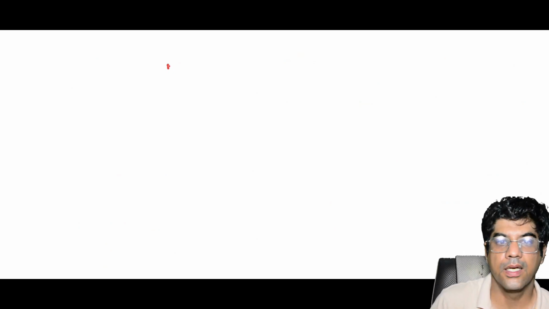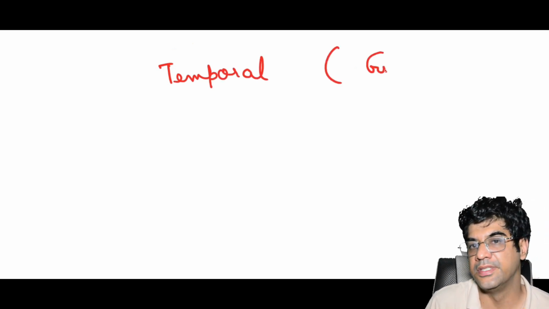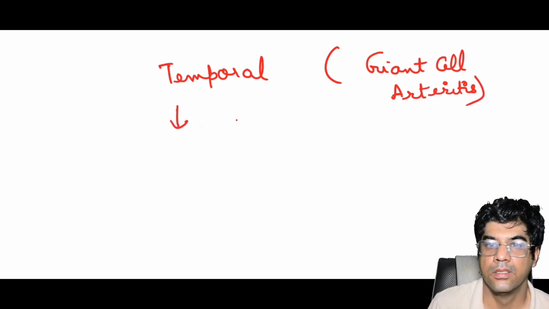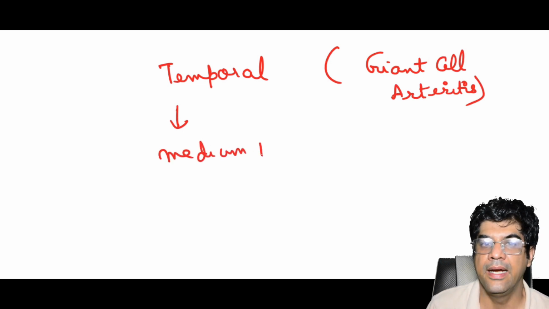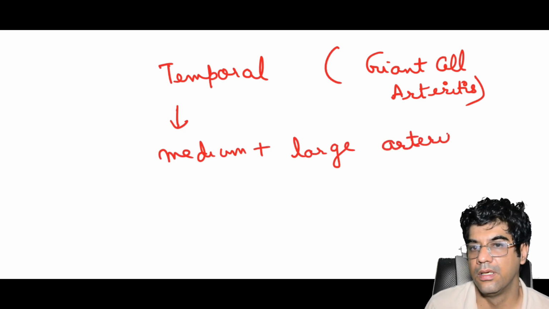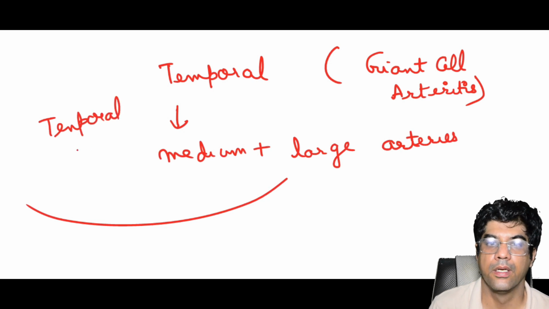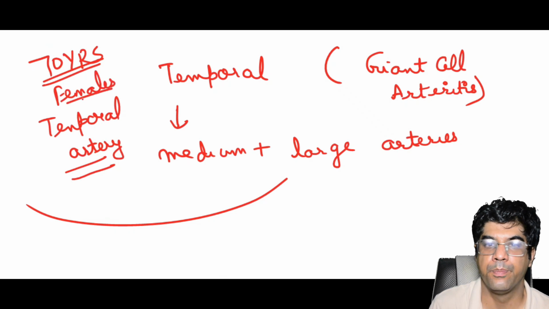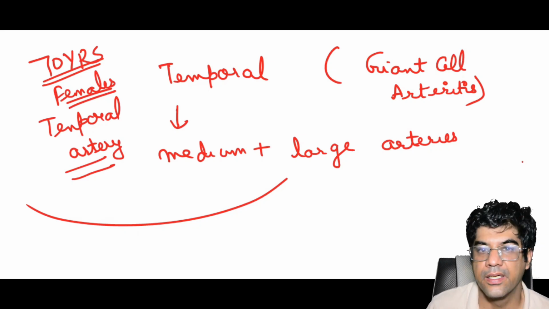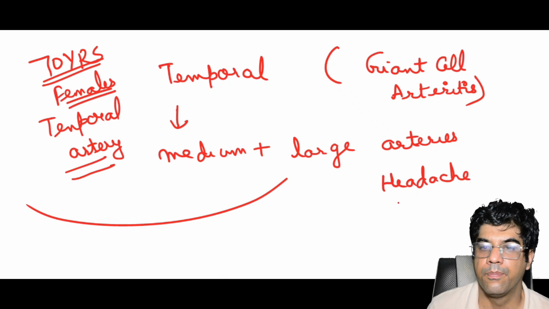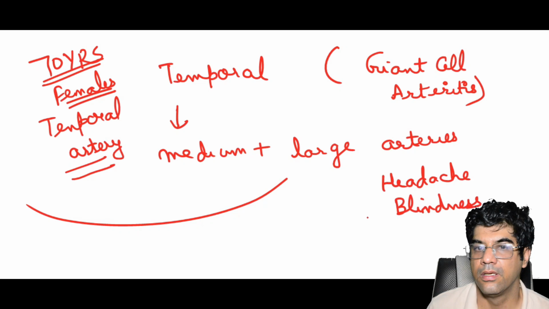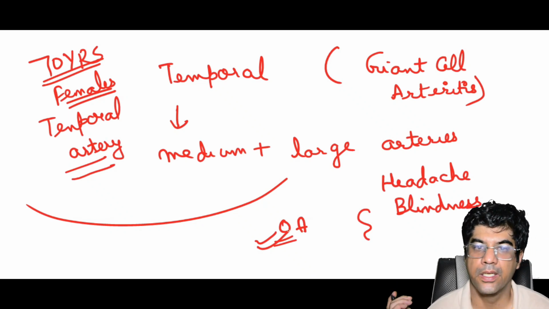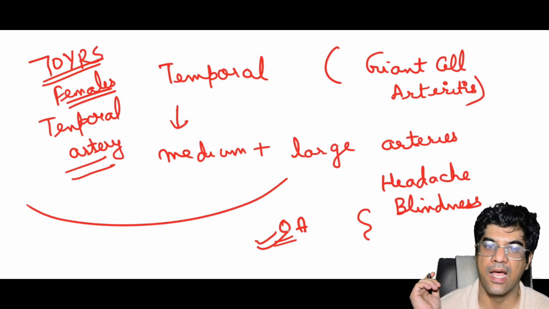The other condition is temporal arteritis, also known as giant cell arteritis. It involves inflammation of medium and large arteries, particularly the temporal artery, and it is seen in patients over 70 years of age, with slight female predominance. The patient would complain of headache and potential blindness in cases where the ophthalmic artery is involved. The affected artery will appear thickened, feel cord-like, and have a narrow lumen.